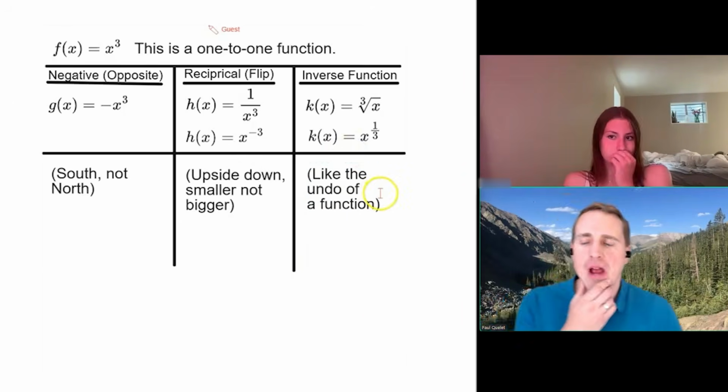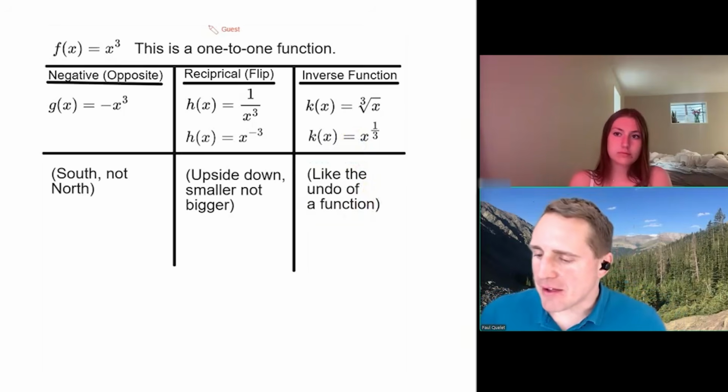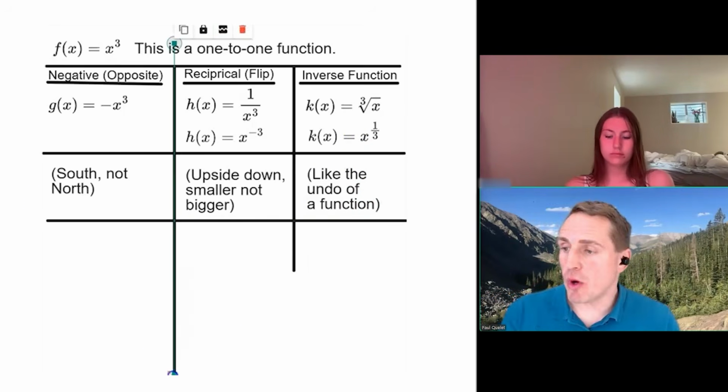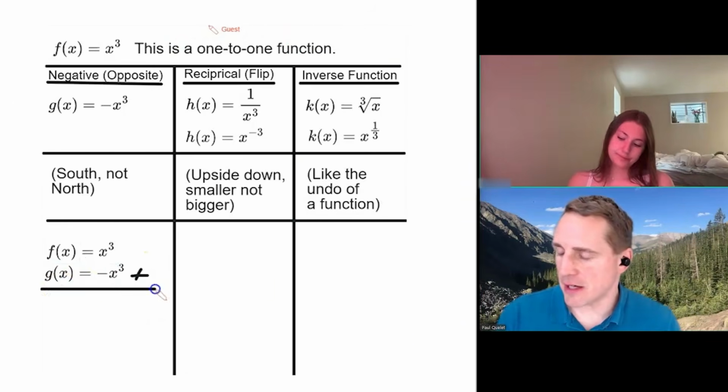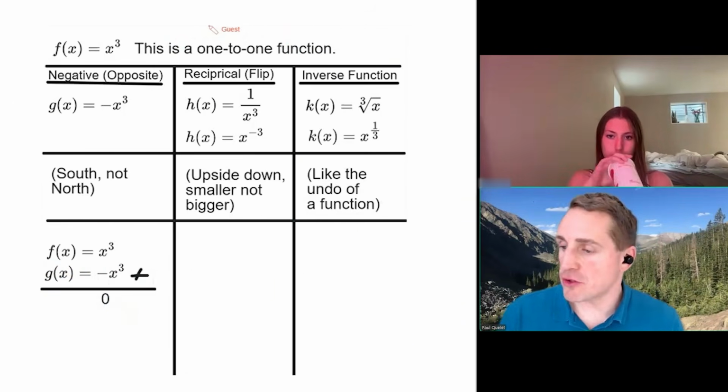Now let's think about why this is the case. The negative has this special property. When you add a function to its negative, you get 0. So I'd get that lovely number 0. So you can add two functions and get 0.